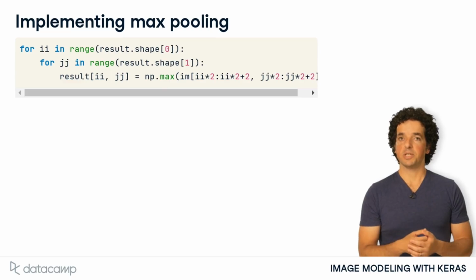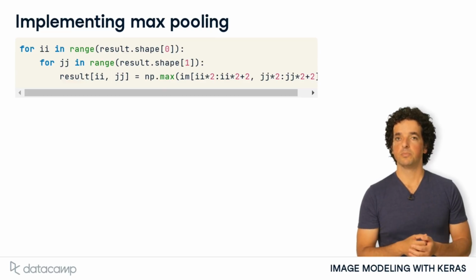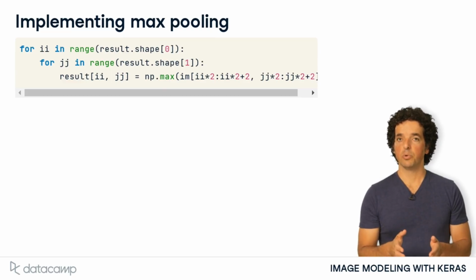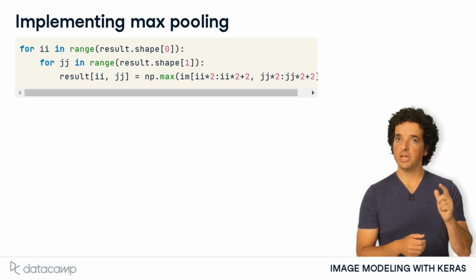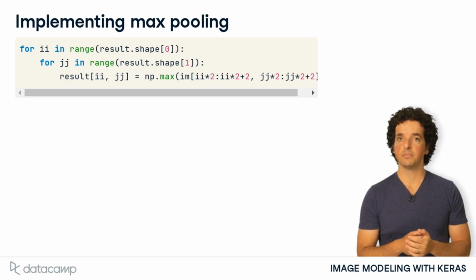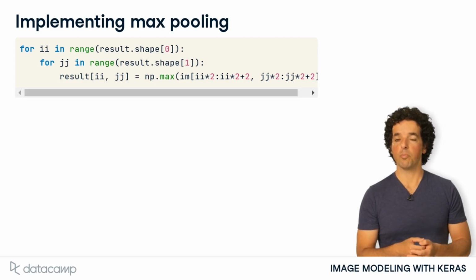Another way of implementing this operation is with a loop. In each iteration, we first select the corresponding rows. From the current row in the output, index II times 2, and until 2 pixels beyond that. And the same for the internal loop on the column index JJ. This performs the same operation that we previously broke down row by row.